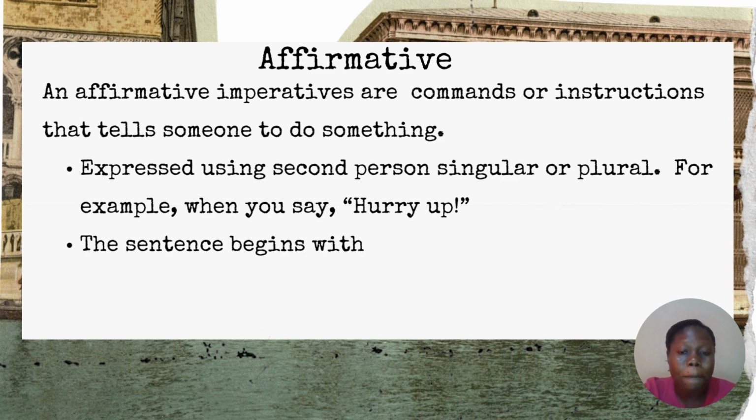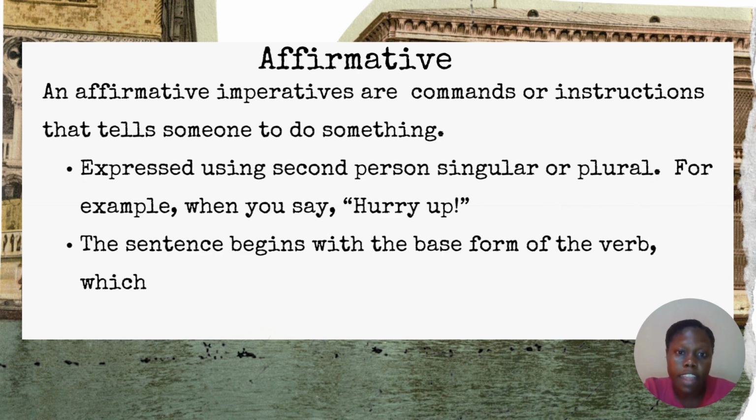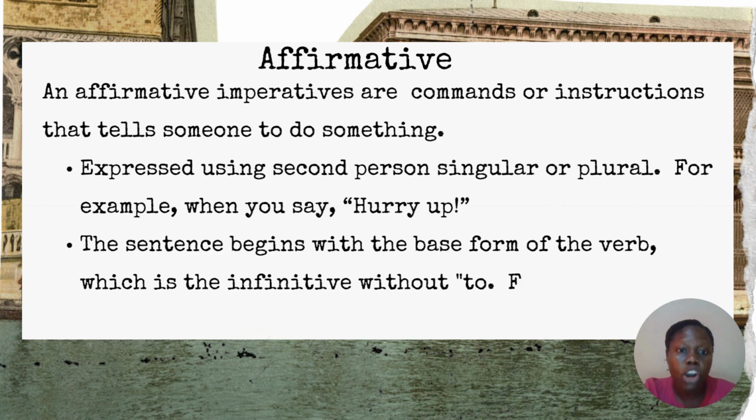The sentence begins with the base form of the verb, which is the infinitive without to. Let's look at this next example. Turn off the fan. Here, turn off is the base form of the verb to turn off, and you are instructing someone to perform the action. Affirmative imperatives are straightforward but essential for clear communication. They help us give instruction and make requests in a direct manner.